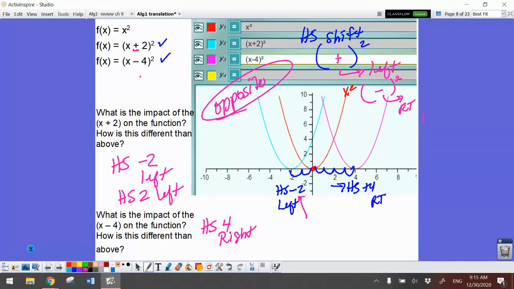So if I give you (x minus 10) squared, the opposite is plus 10. That means I'm going to go to the right 10. That's a horizontal shift. If I give you (x plus 3) squared, the opposite is negative 3. So that means I'm going to the left 3 with a horizontal shift. Okay, so again, opposites in parentheses.